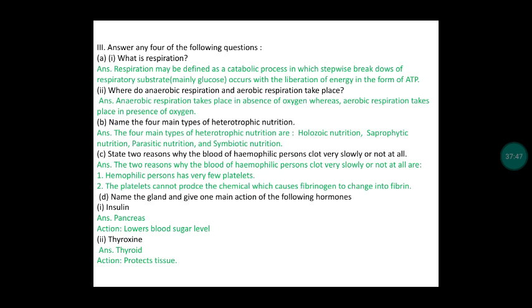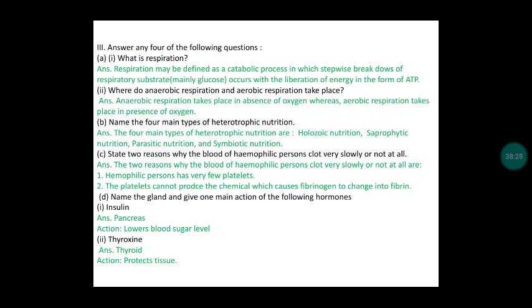Next, what is respiration? Respiration may be defined as a catabolic process in which stepwise breakdown of the respiratory substrate, that is mainly glucose, occurs with the liberation of energy in the form of ATP. Where do anaerobic respiration and aerobic respiration take place? Anaerobic respiration takes place in the absence of oxygen, whereas aerobic respiration takes place in the presence of oxygen. Name the 4 main types of heterotrophic nutrition. The 4 main types of heterotrophic nutrition are holozoic nutrition, saprophytic nutrition, parasitic nutrition, and symbiotic nutrition.